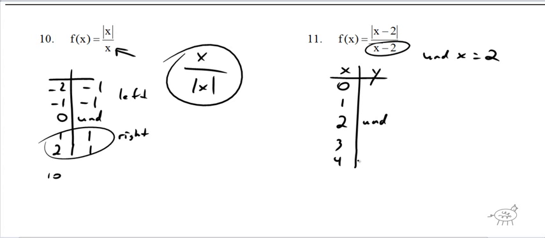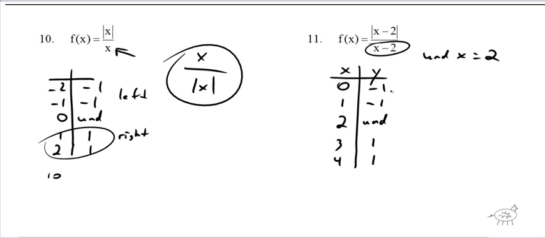So it's the same idea, guys. If I put the 3 in there, 3 minus 2 is 1, absolute value of 1 is 1, over 1 is 1. For 4, 4 minus 2 is 2, absolute value of 2 is 2, over 2 is 1. All ones. What do you think the other side is going to look like? These are both negative ones.